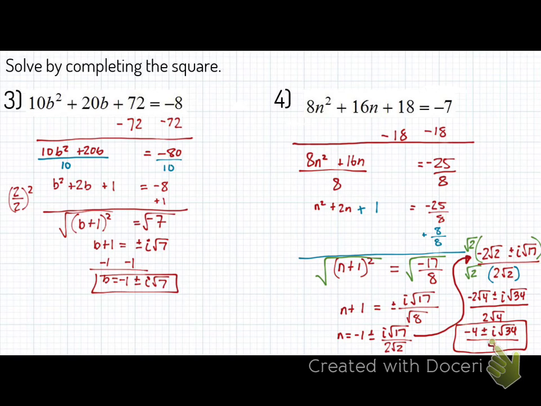And then you see how there's a rad 2 here? You have to rationalize it in the denominator, multiply by itself, rad 2, numerator and denominator. We have to distribute that. So rad 2 times negative 2 rad 2 is going to be negative 2 rad 4, plus or minus i. Rad 2 times rad 17 is i rad 34, and then 2 rad 4 is going to be the denominator. Simplifying there you go.